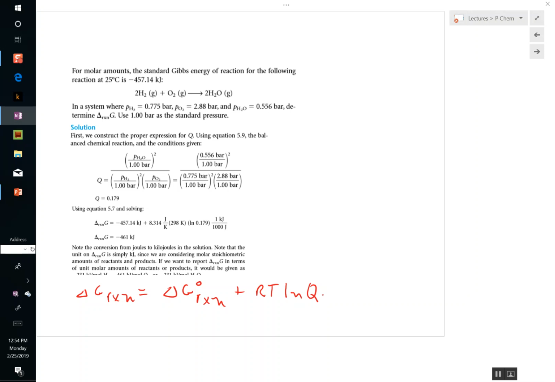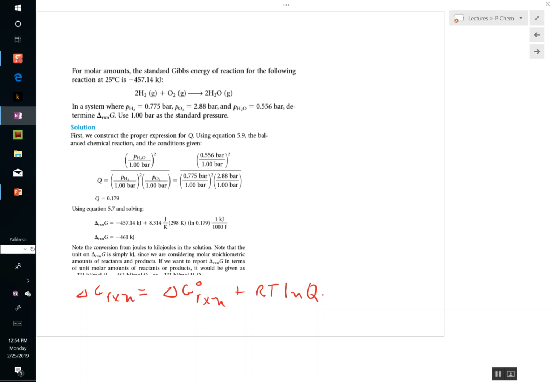And we get a delta G here, we get a Q. Q is showing the relationship between these partial pressures of the hydrogen, the oxygen, and the water. Let's see. Here's another one. We got H2O gas at 25 degrees C. This is right out of the book.